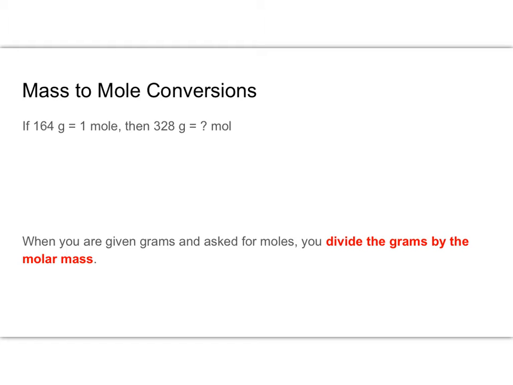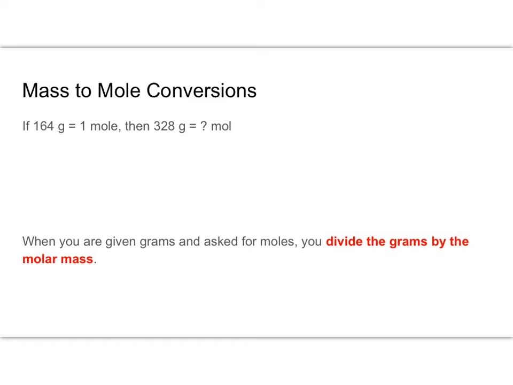Now let's say that we have a sample of sodium phosphate. We'll stick with the one we have already done. And we measure it out, and we find that it is 328 grams. We want to know how many moles that is. Well, we know 164 grams is equal to 1 mole. So how many moles is 328?